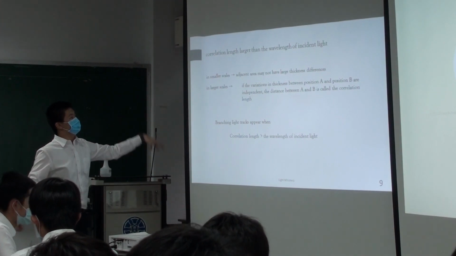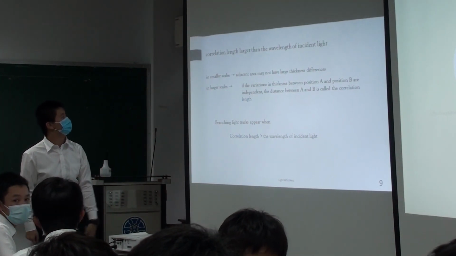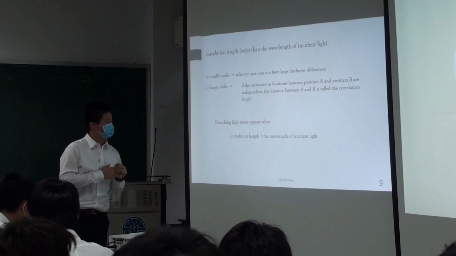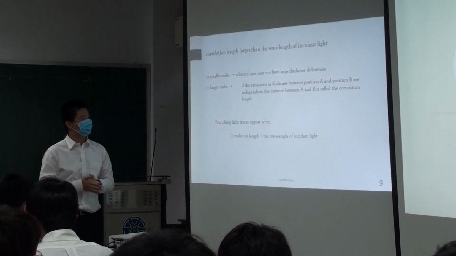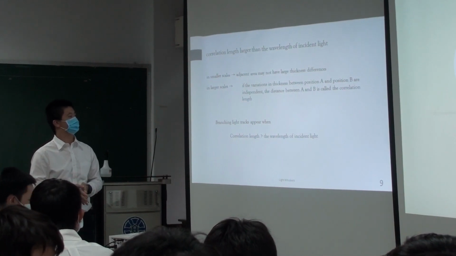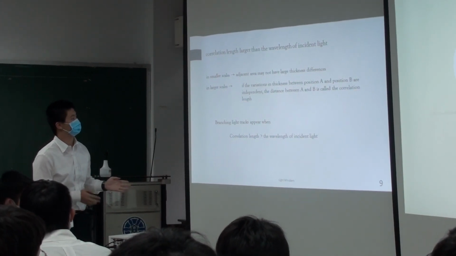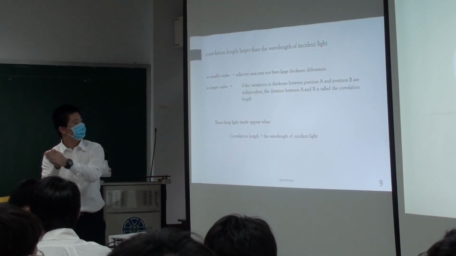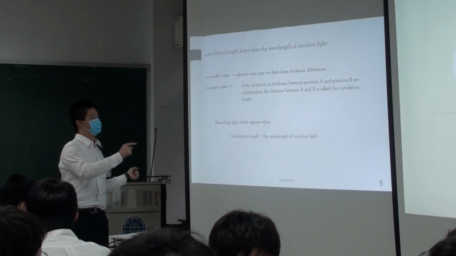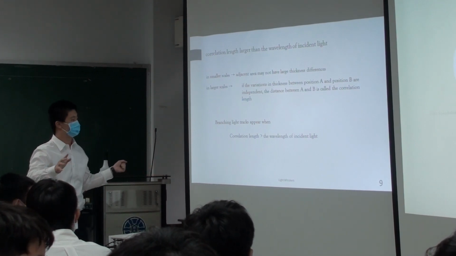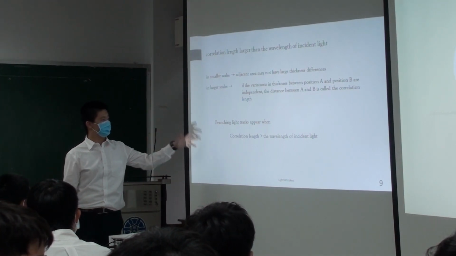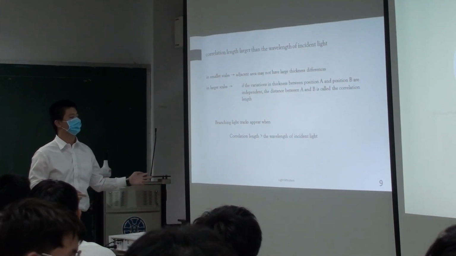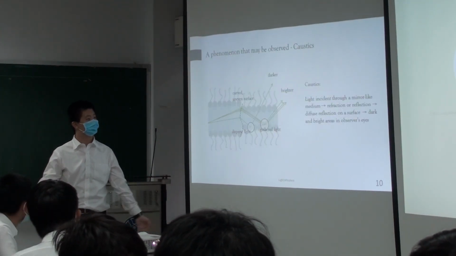Now, correlation length, if it's larger than the wavelength of the incident light. In smaller scales, the adjacent area may not have large thickness differences. That is not what we want to see. But if the variations in the thickness between position A and position B are independent, then we call that distance between A and B the correlation length. So the branching light tracks appear when the correlation length is larger than the wavelength of the incident light.